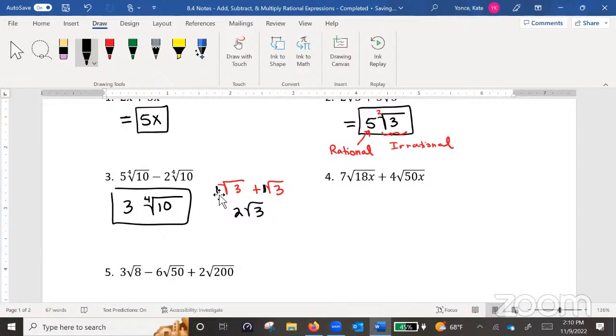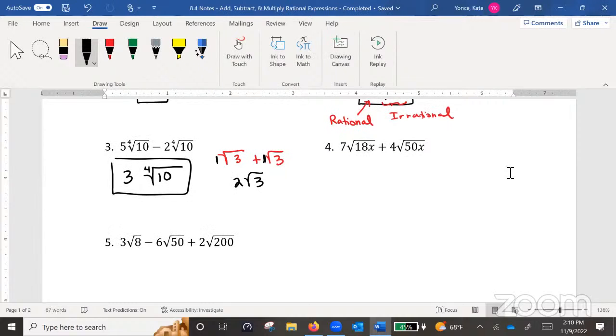Okay, so these are not like terms right now, right? Because what's in the radical isn't the same. But maybe we could get the radical to be the same if we simplify each one. So how can we simplify square root of 18x? It's not a perfect square. 18 is not a perfect square. So do a prime factoring tree for 18. 6 breaks down to 3 times 2.